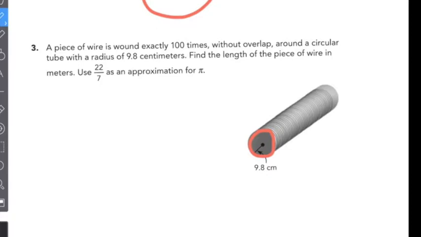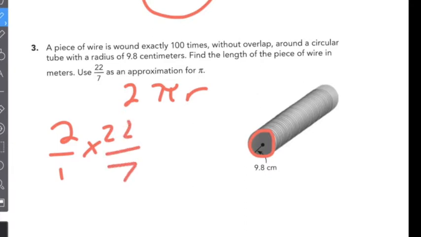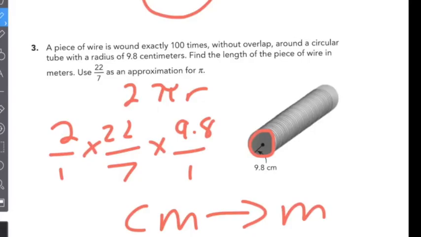So it's 2 pi r. So I'm going to take 2 over 1, and the reason why I'm doing that is because we're going to use 22 over 7 for pi times the radius. You could just do 9.8 over 1, and that would work fine too. So when you multiply everything out and divide by 7, you're going to get an answer, and that answer is in centimeters.